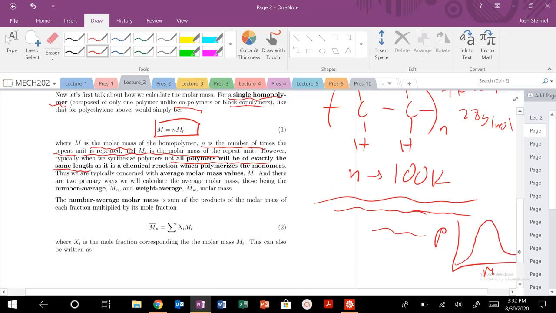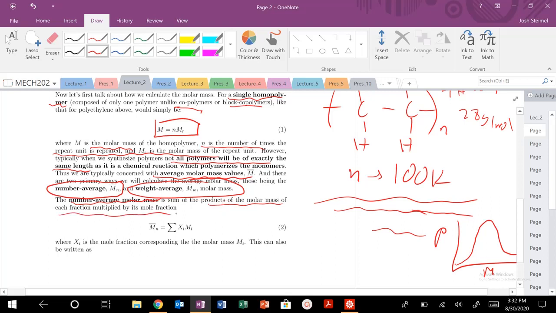So we need to calculate those. We need to figure out what those average quantities are. Today we are going to be concerned with the number average molecular weight and the weight average molecular weight, or molar mass. The number average is going to take into account the sum of the products of the molar mass and the fraction of these moles.